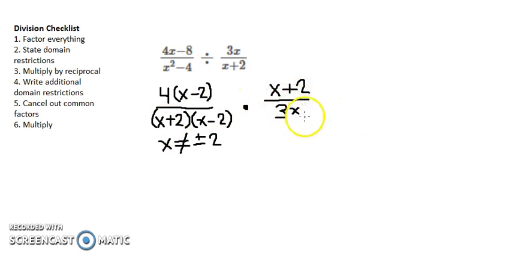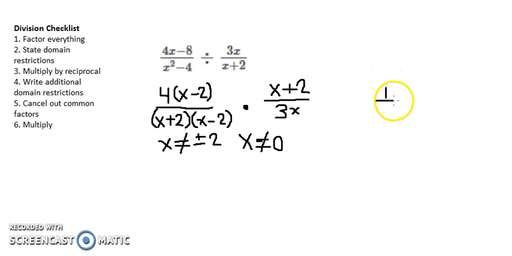Okay, so next would be to write additional domain restrictions, and I'll show you why. Since you flipped this fraction, it has a different denominator. So now x cannot equal 0. And I'll show you why right now.